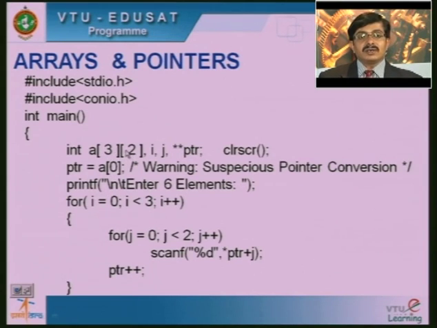Each row will have 2 elements, each element will take 2 bytes, so altogether 4 bytes will be taken by each row. So ptr will be incremented by 4 bytes, whereas when I add j here, it is incremented by 2 times the j value, because each element takes 2 bytes. So *ptr plus j means *ptr plus 2 into j. Here I am specifying the address of a particular element in the ith row and jth column, and to that location I will read the value from the keyboard, whatever we enter.